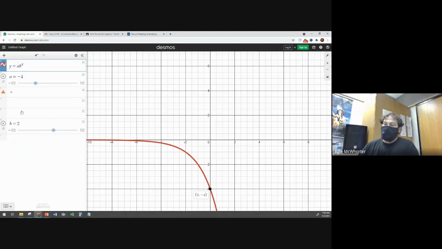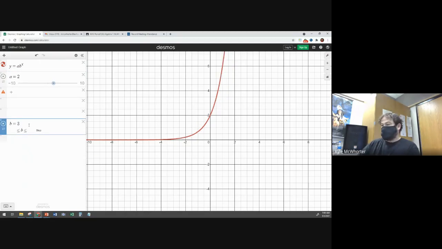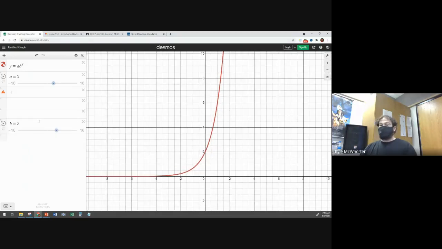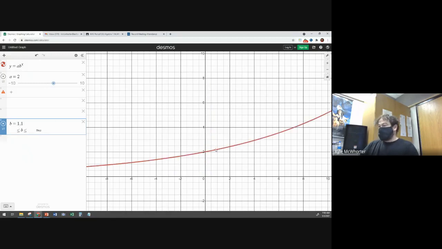Then b, watch what happens. The impact that b has, let me change this to like 2. If b is bigger than 1, it just makes the exponential graph grow higher faster. The bigger value b is, if I make it like 5, it just makes it grow steeper, right? If I make it just a little bit bigger than 1, like 1.1, it's kind of shallow, right?